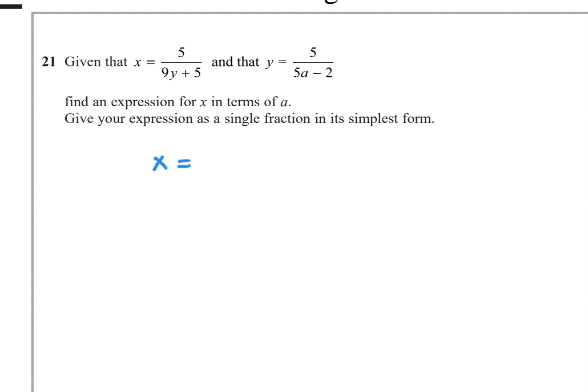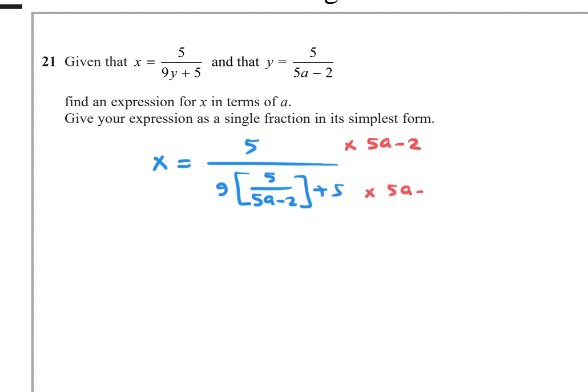So x equals 5 over 9 bracket 5 over 5a minus 2 plus 5. Now we can multiply by 5a minus 2, 5a minus 2 for the numerator and the denominator. To cancel this denominator, 5 times 5a minus 2, so 5 times 5a minus 2.